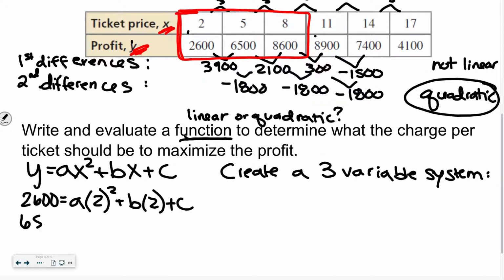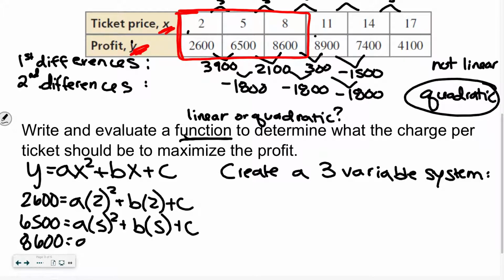And I'll fix these here in a little bit. 6500 equals a times 5 squared plus b times 5 plus c. And my last one is 8600 equals a times 8 squared plus b times 8 plus c.